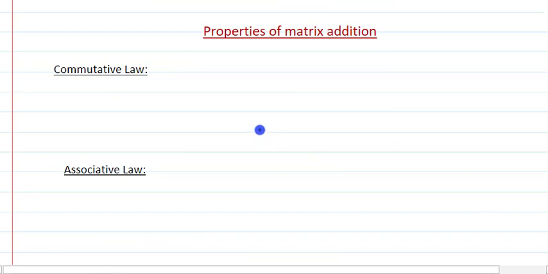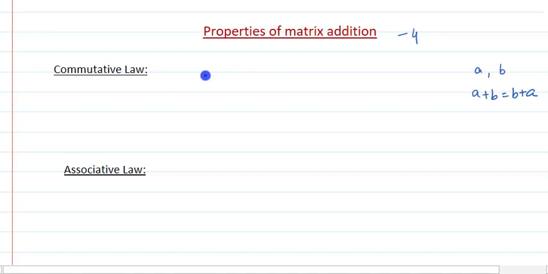Now let us come to know about properties of matrix addition. There are 4 properties of matrix addition. Out of these, number 1 is the commutative law. As you have studied the commutative law in the case of real numbers also, that if we have two real numbers a and b, then a plus b is equal to b plus a is the commutative law for addition of real numbers. Similarly, for matrix addition, the commutative law holds good.